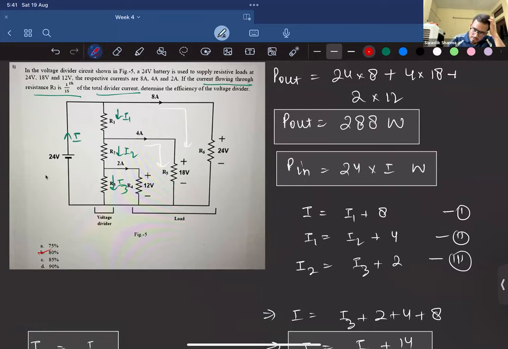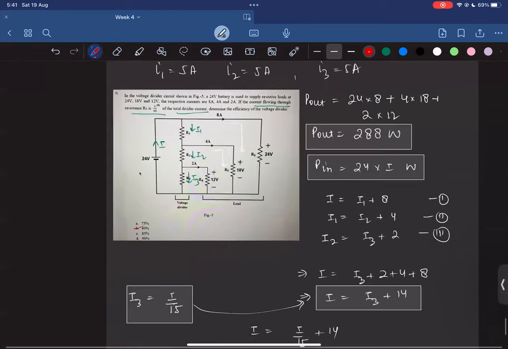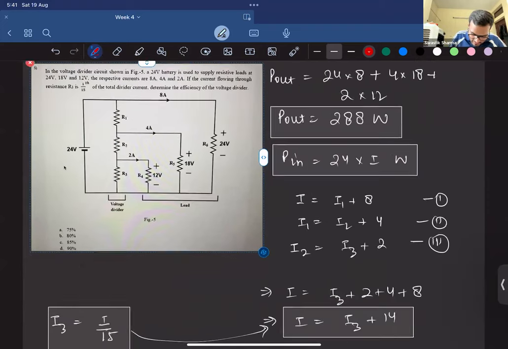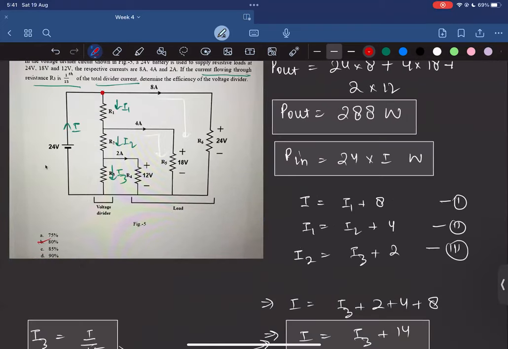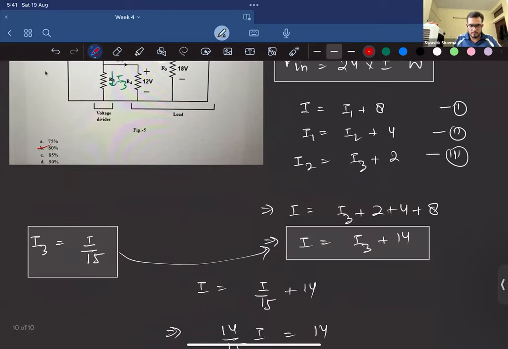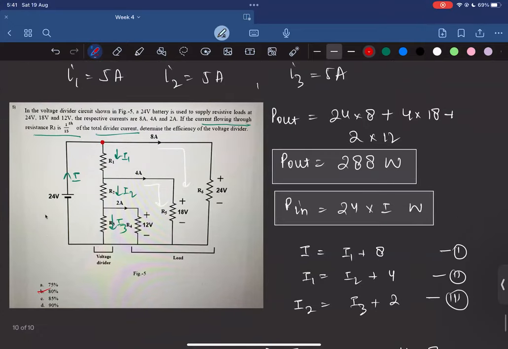So, how are you writing I P is equal to I by 15? So you're asking how did I write I is equal to I1 plus 8, right? No, I3 is equal to I by 15. Yes, so it's given in the question. Current flowing through resistance R3 is 1/5 of the total divider current.